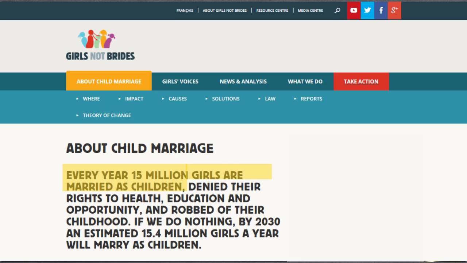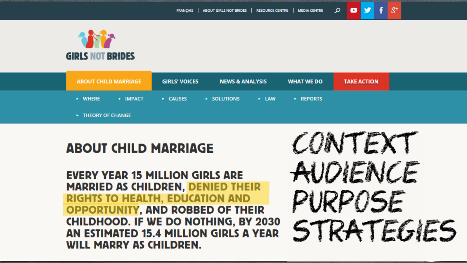And we see that this is an issue that affects many, many girls. And then "denied their rights to health, education, and opportunity." Remember, we've looked at CAPS: context, audience, purpose, and strategies. I'm thinking that the audience here is largely American readers who have grown up on a credo of rights and valuing education. So when we read that someone is being denied her rights with a constitutional background, we think, well, that's wrong. We might want to put a stop to that.